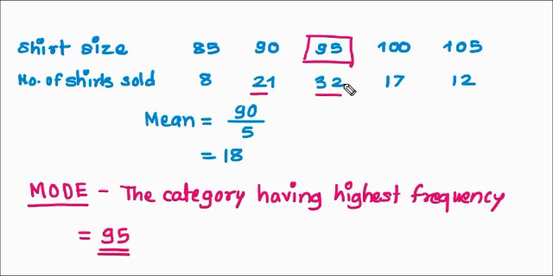Our mode is not 32 because 32 is just a frequency. The mode is 95, the category. Let's take one more example to understand it better. Let's take one example to again understand what mode is and also to see how mode is found out. Let's find the mode of following data.